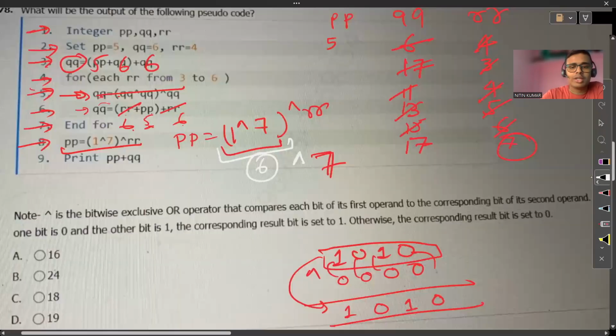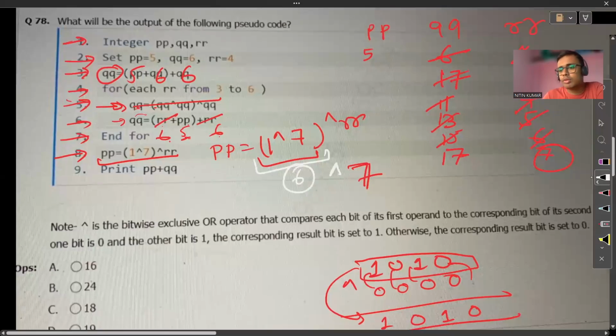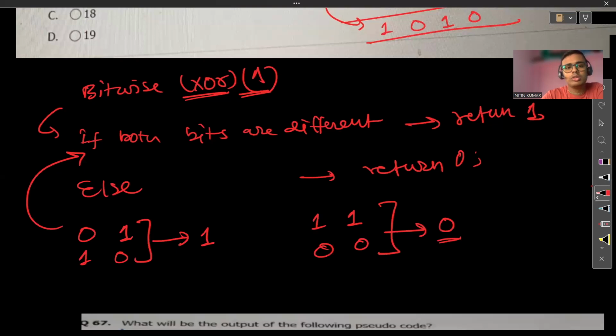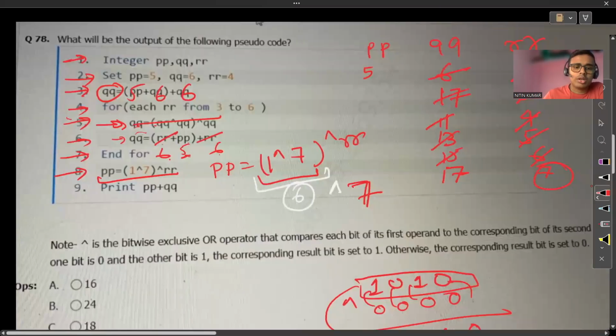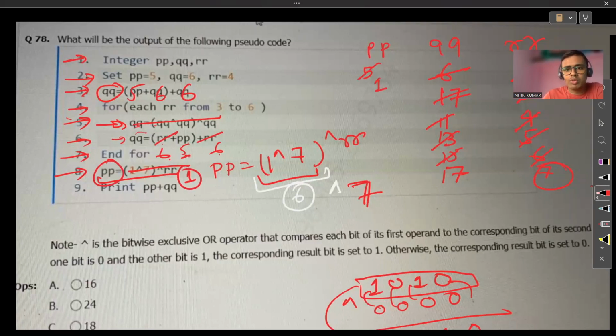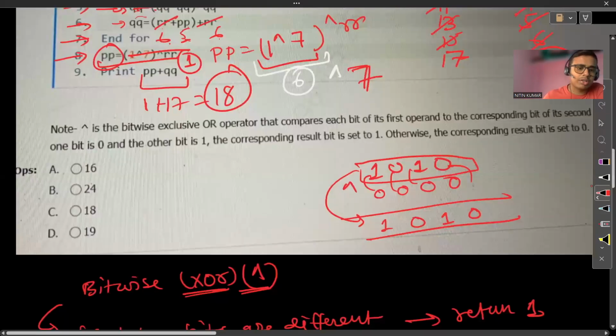So now you can see, come down here. The overall value is 1 and it will be stored where? PP. So PP will now become 1. Now what we are doing is PP plus QQ. So 1 plus 17 will get me 18. So which option is correct? Option C is correct for this one also. So I hope you understand this pseudocode as well.